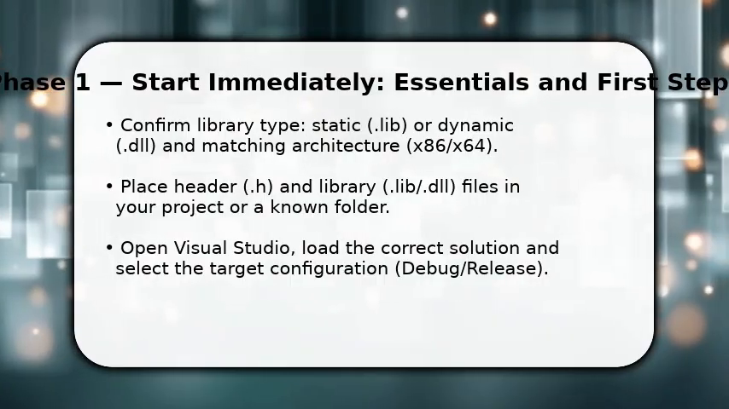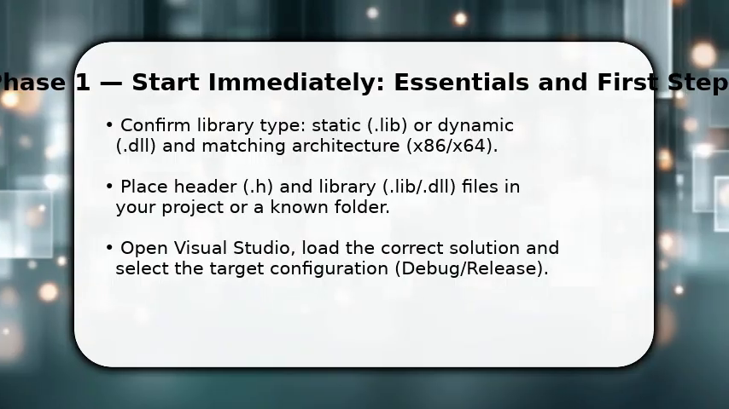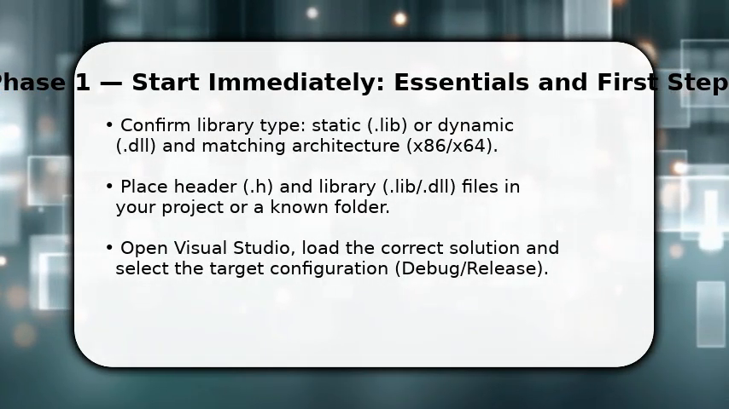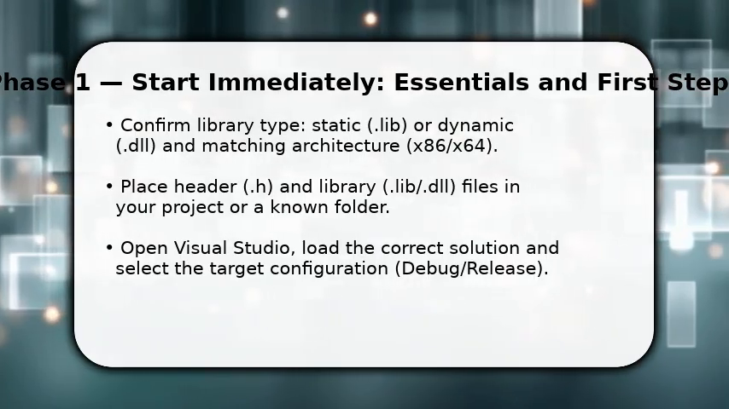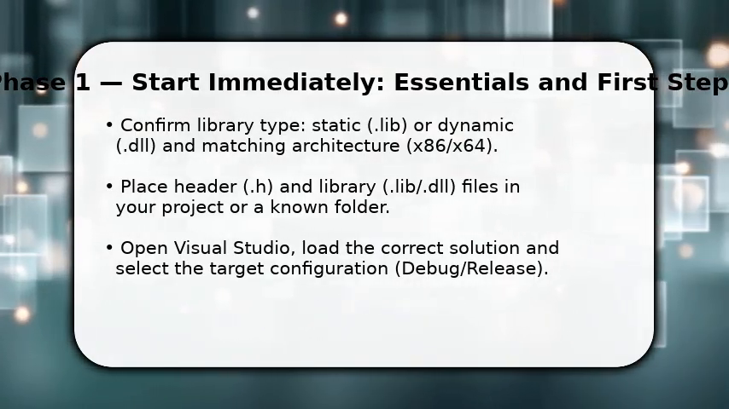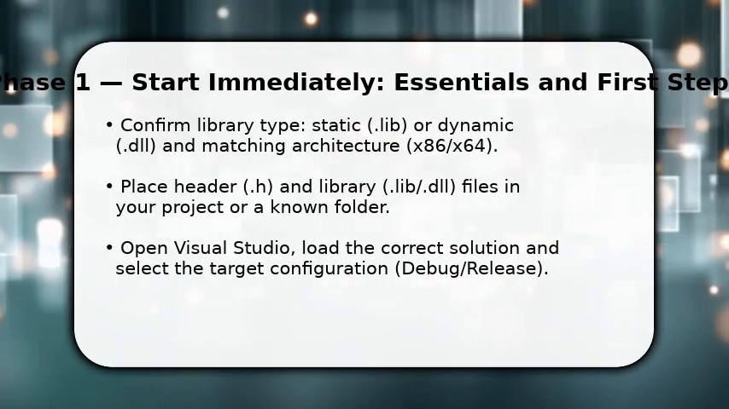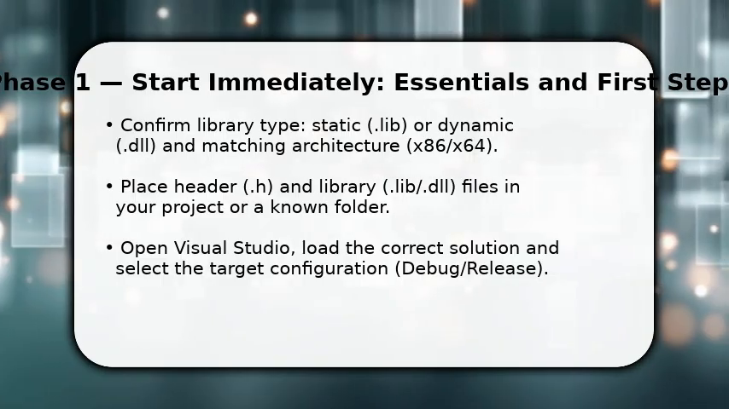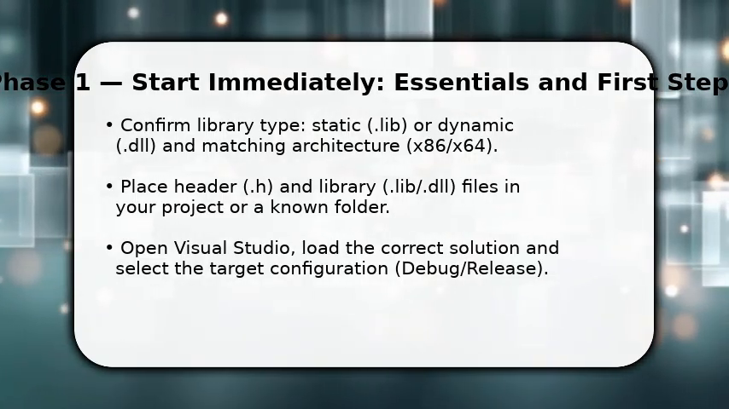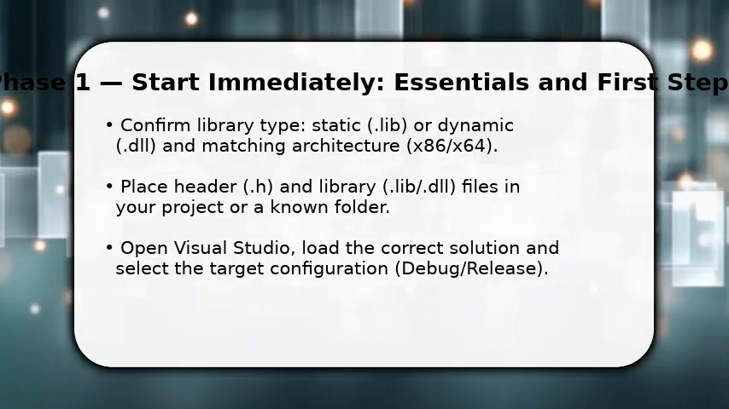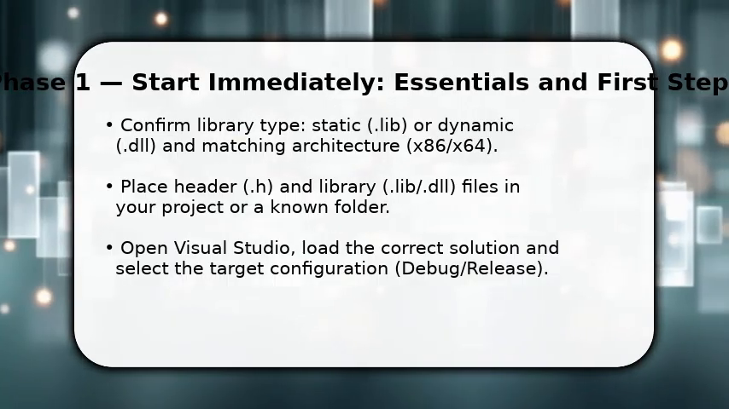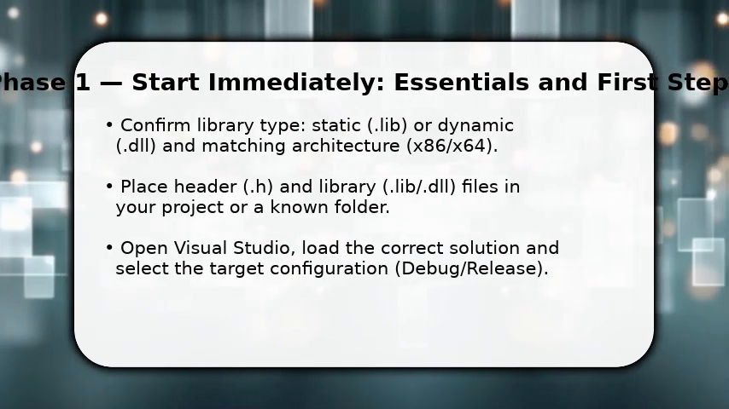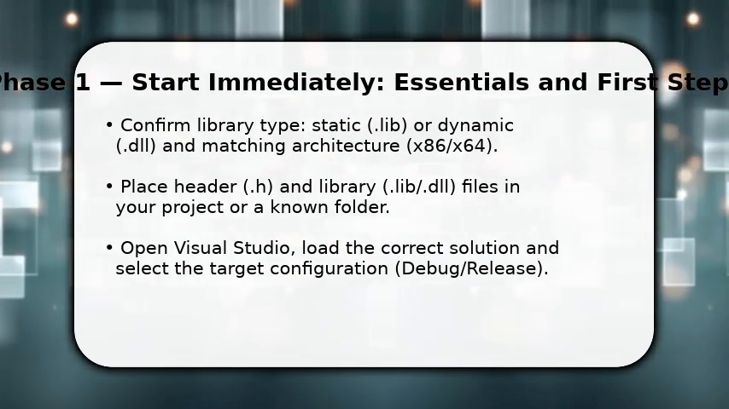You start by confirming the exact library type and architecture because mismatches will break linking. Once done, copy headers and the lib or DLL into your repo or a dedicated libs folder so paths stay stable. You should also open the solution and pick the configuration and platform that you will build against: debug versus release and x86 versus x64. This is the first actionable step. Organize files and choose the matching build settings so the compiler and linker can find.